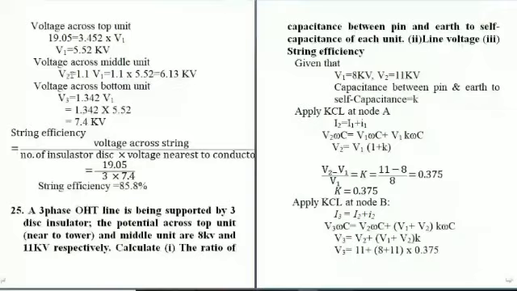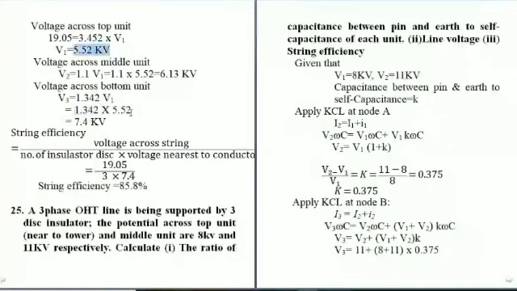Similarly, V3 can also be obtained. V3 is equal to 1.342 into V1. Already we have obtained this. If you substitute the value of V1 here, you get 1.342 into 5.52. That is the value we have obtained earlier by using this calculation. Substitute here and you can again obtain the value V3, that is 7.4 kilovolt.